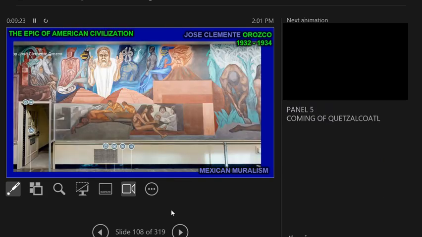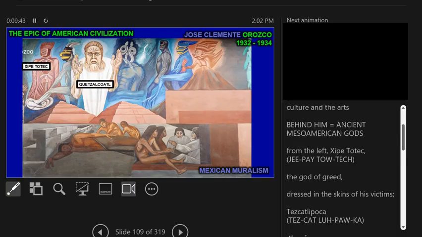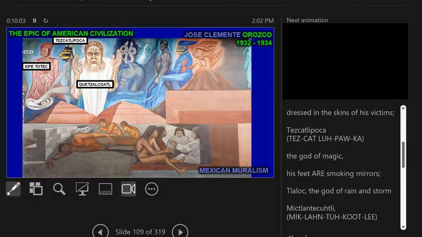All right. And then next to that, we have this mural right here. And that guy right there, that's Quetzalcoatl as a human being instead of a feathered serpent. And he has come in and he's getting rid of all the previous gods. And so the one on the far left, that's Xipe Totec. He is the god of greed, and he dresses in the skins of his victims. The guy with the black and yellow face, that is Tezcatlipoca. He is the god of magic, and his feet are smoking mirrors.